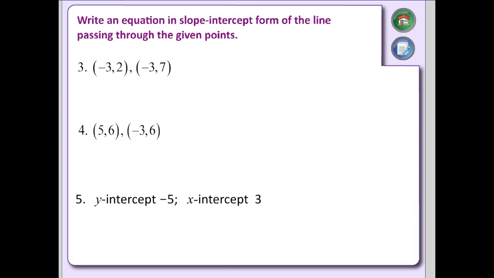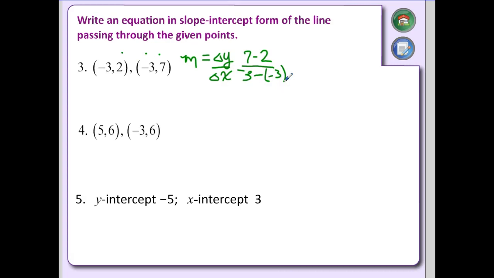Let's go ahead and look at number 3. Once again, I gave you 2 points, so we have 2 steps. So the first thing I need to do is figure out slope. Okay, m equals my change in y's over my change in x's. So we've got 7 minus 2, those are my y's, over change in x's: negative 3 minus negative 3.